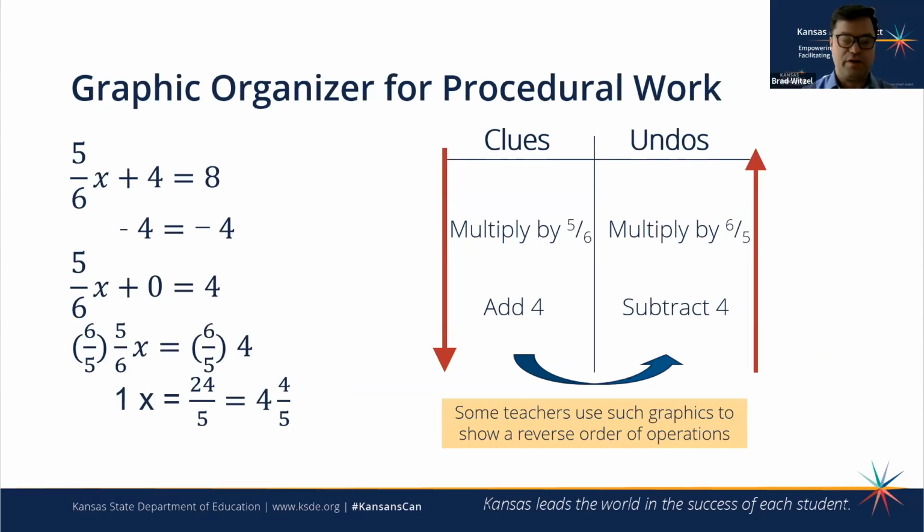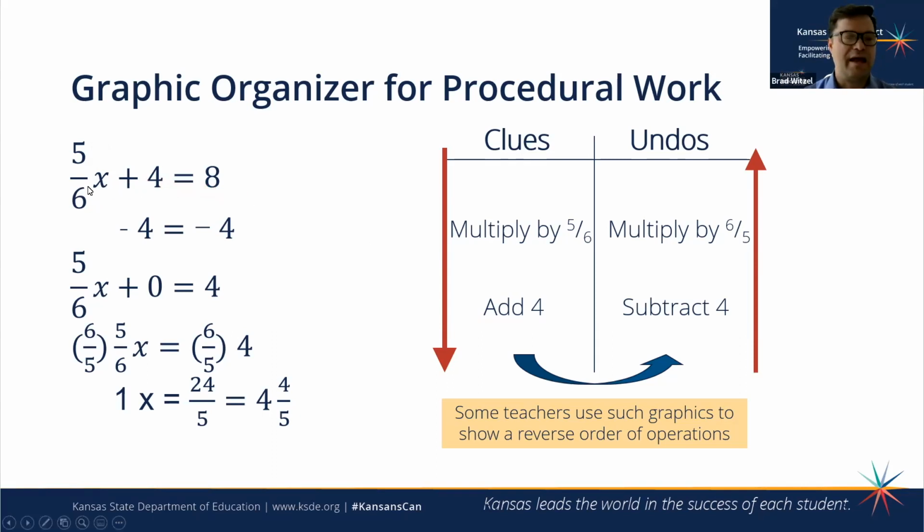The first graphic organizer that I want you to think about is clues and undos. There are other ones out there, but let's focus here. Clues and undos is simply a way of helping a child examine what's occurring in the equation and then set up an approach to it. So we don't even have to do the computation at first. We just want to set up the logical approach. So in this case, 5/6 times x plus 4 equals 8.